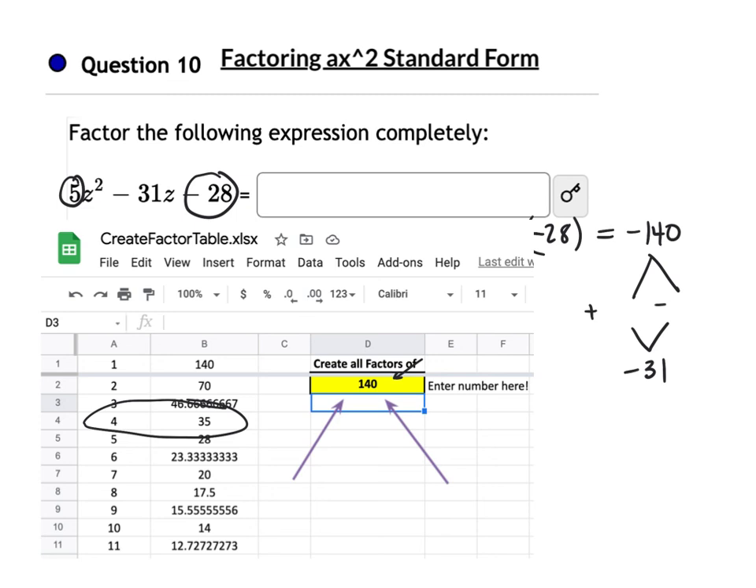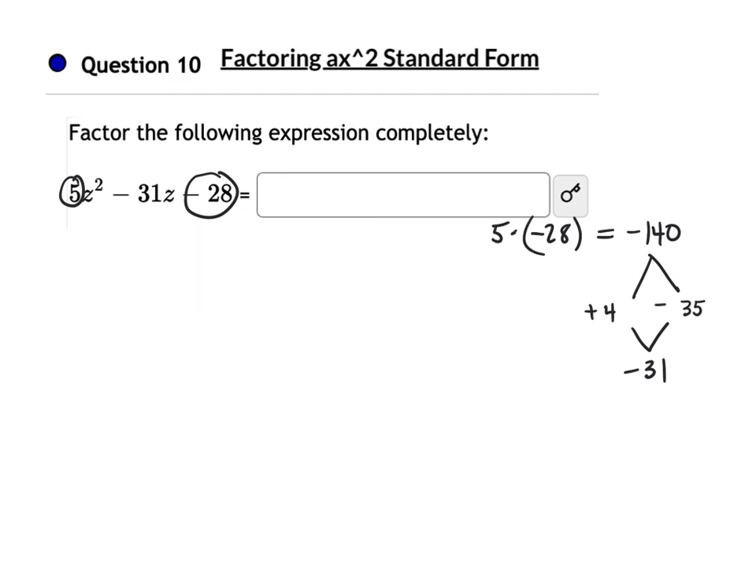You've got to make 4 and 35 add to negative 31. Well, since it's negative 31, it's going to have to be negative 35. You have to have more negatives. And positive 4. These two add to negative 31 and multiply to negative 140. Let's rewrite the middle term. 5z squared, and you can go in either order. I'm going to put the minus 35 with the 5 because I like factoring out 5. Minus 35z plus 4z minus 28.